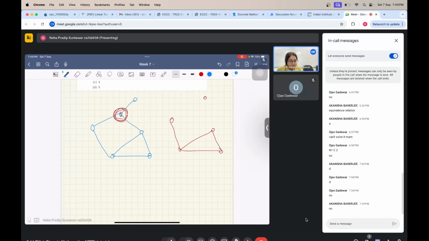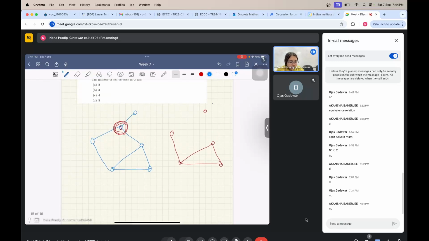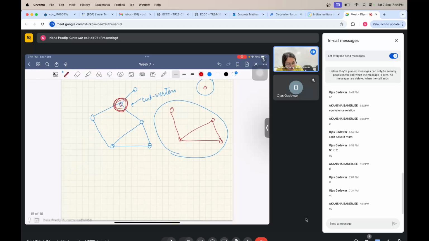So what happens is you have disconnected your graph into two components. This is one component where there is only one vertex. This is the other component where there are four vertices. So if you delete a vertex and the resultant graph breaks into at least two components, then you say it is a cut vertex. So for example, if I delete this vertex, do you think the graph would break into more than one connected component? No, ma'am. Right, good. So this is not a cut vertex.